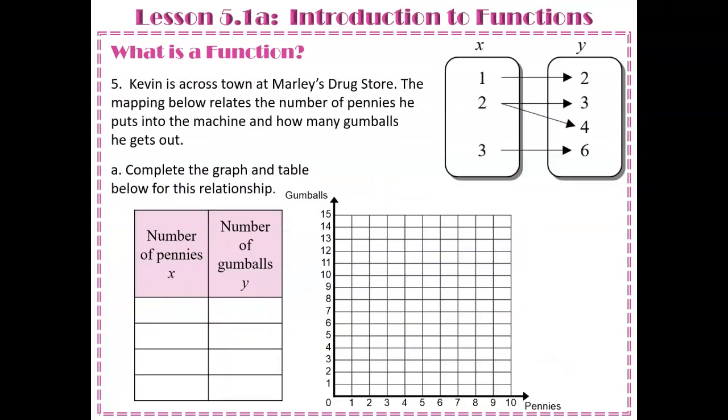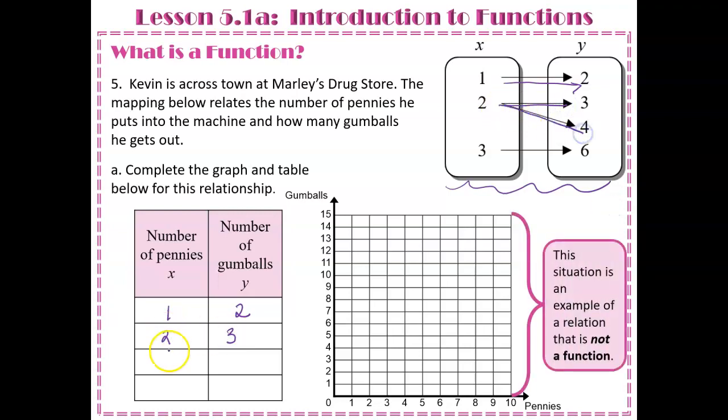Kevin, he goes across town to Marley's drugstore. The mapping diagram below relates the number of pennies he puts into the machine and how many he gets out. So let's just transfer the information from our mapping diagram over here to the table. So 1 is paired up with 2. He put in 1 penny, he got out 2 gumballs. 2 is paired up with 3. 2 again is paired up with 4. So twice he put in 2 pennies, but he got something different out each time. And then 3 is paired with 6.